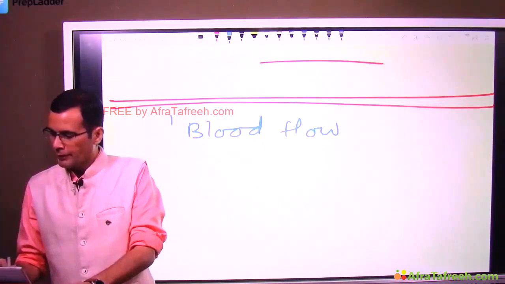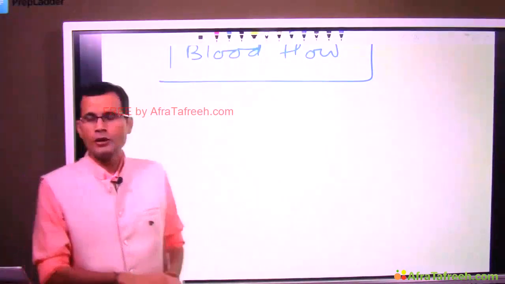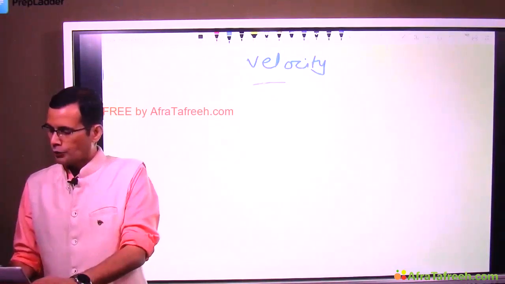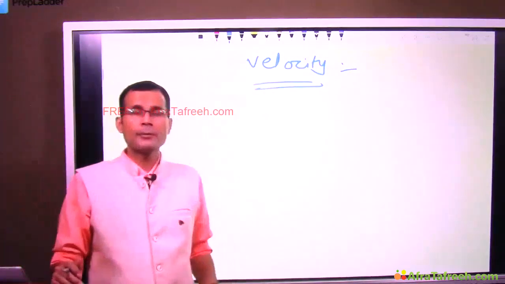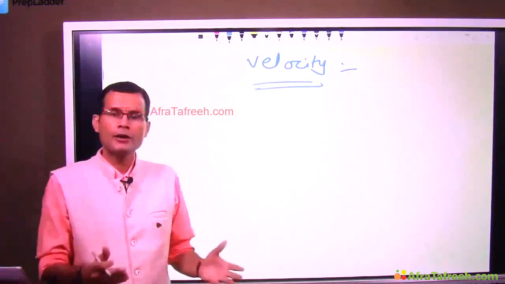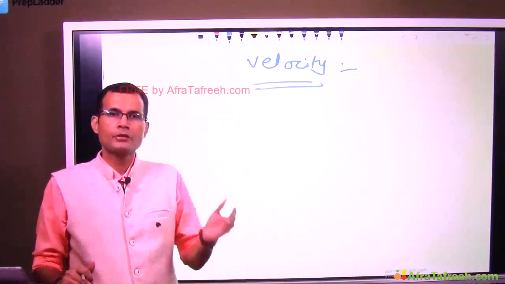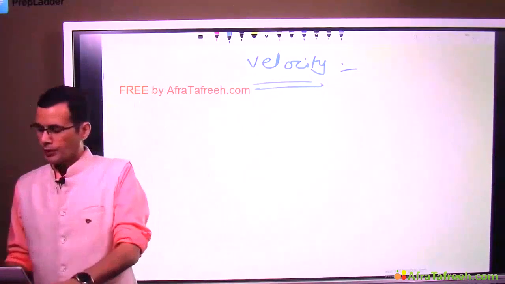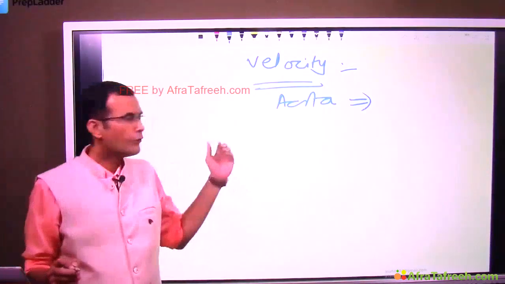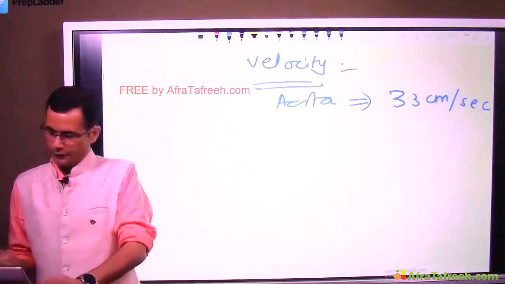Blood flow to various segments, various organs. First of all, velocity of blood flow. You know, velocity is different in different segments of circulation. Where do you think velocity will be highest? Aorta, arteries, capillaries, or veins? It's the aorta. Look, in the aorta, the velocity of blood flow is 33 centimeters per second.